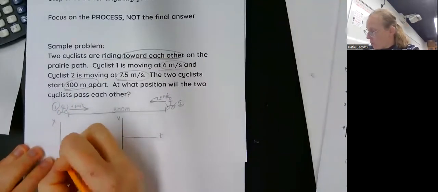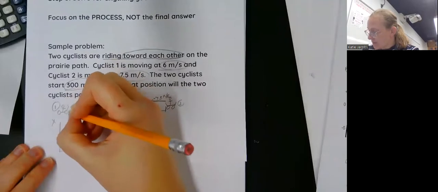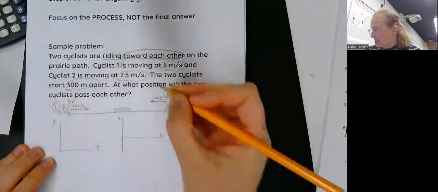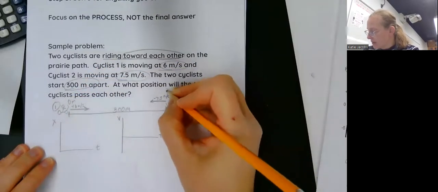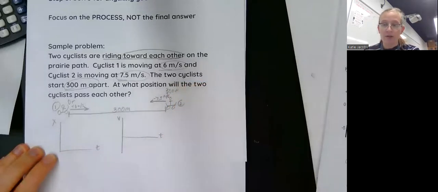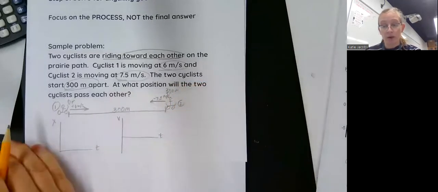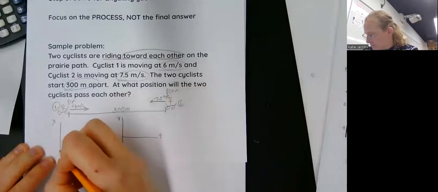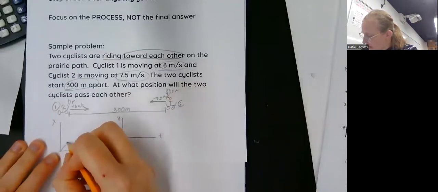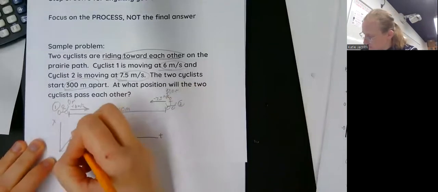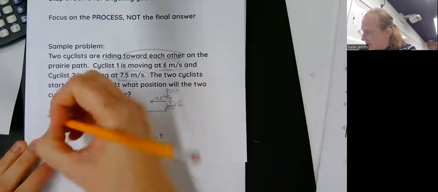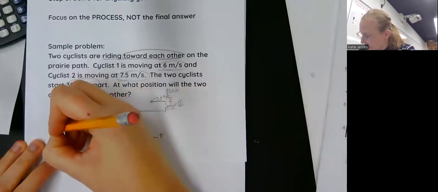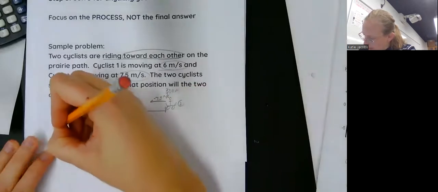First of all, cyclist 1, I'm going to interpret as starting at 0 meters, and cyclist 2, I'm going to interpret as starting at 300 meters. So that makes them 300 meters apart. Cyclist 1 is moving in the positive direction, and cyclist 2 is starting 300 meters up here and moving in the negative direction.